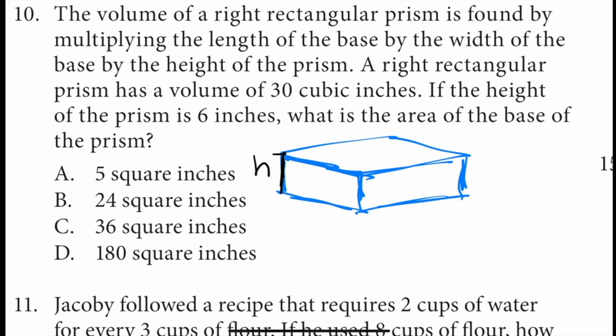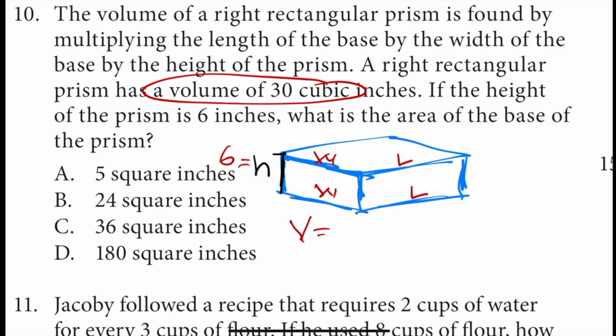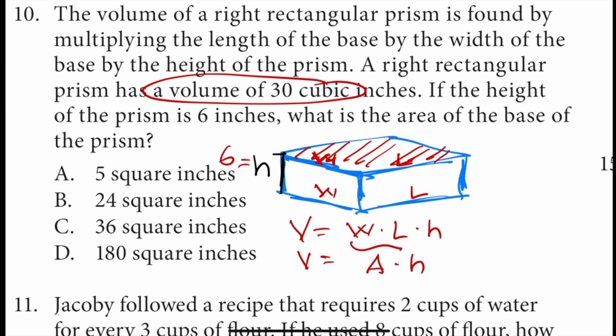Now they're telling you that the height is 6. They give you the volume of the whole thing. They're asking you for the area. So technically the volume of this whole thing is width, and let's call this length. This is the width and this is the length. If I multiply these two, I will get the area of this rectangle on the top. So volume is width times length times height. But if I multiply W times L, it's going to give me the area of the rectangle. And that's what they're asking you. What is the area of the base of the prism?